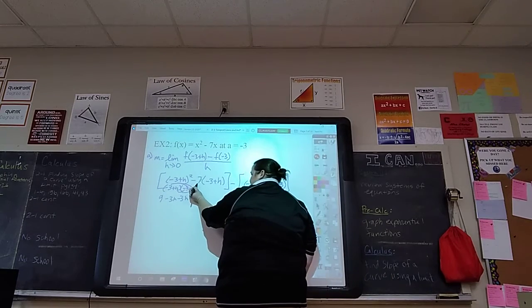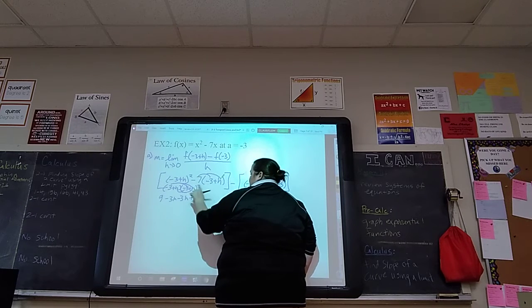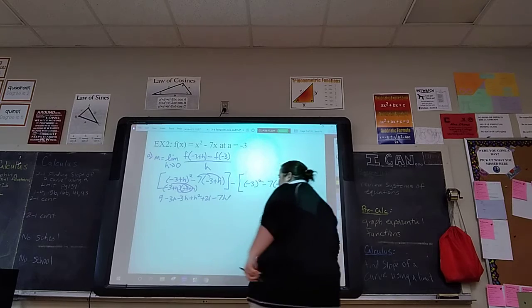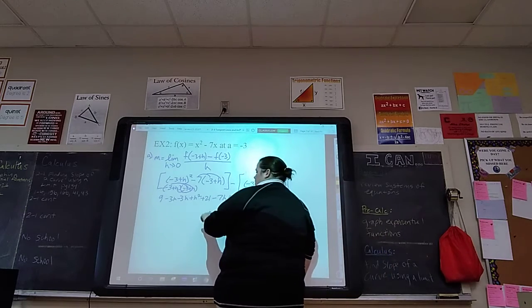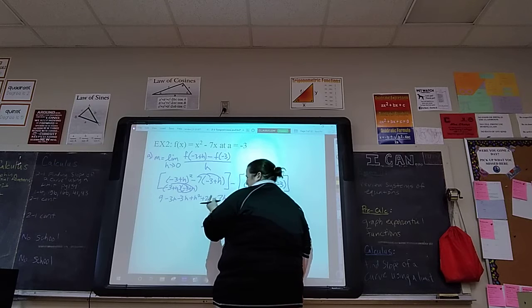What do I need to do with this negative 7? Distribute it. Negative 7 times negative 3 is 21. Negative 7 times h is negative 7h. Plus 21. That literally looks like 21, but I overthought that because of all the letters.